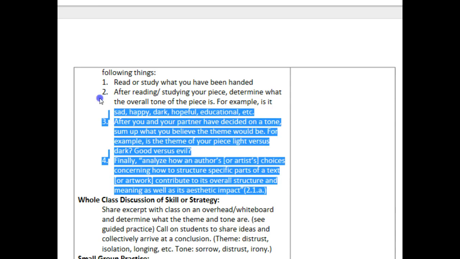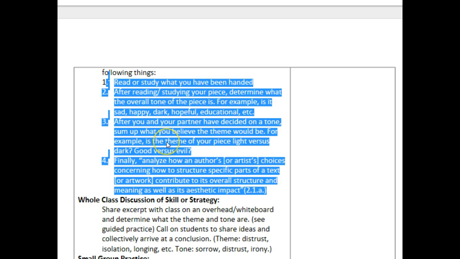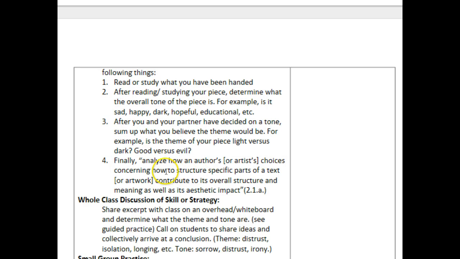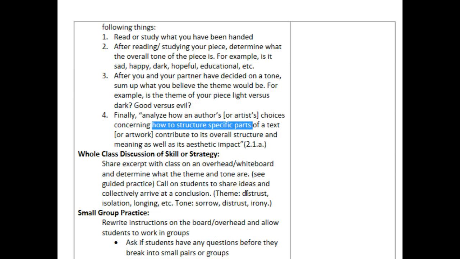I love the fact that you have specific pieces for them here. The first you want them to do this, and then this, and then this. This might give them a little bit of pause. You might want to do a little bit of explanation there. Analyze how an author or artist's choice concerning how to structure specific parts of a text contribute to its overall structure. That hangs me up. Like, I look at that and I'm like, what do you mean how I structure something and how it contributes to the big structure? Might need a little bit of depth of explanation there.